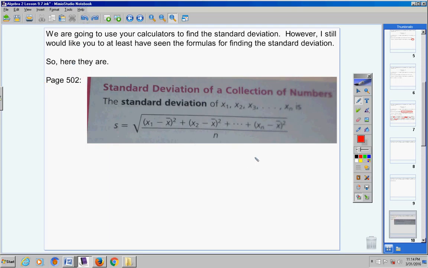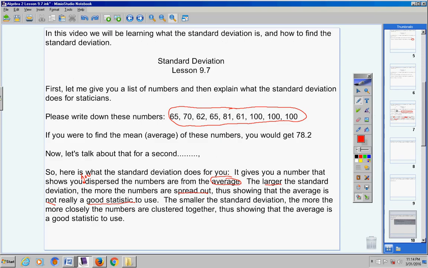Here's the standard deviation formula. Now here's what it means. This is really tough, okay? Think back to these numbers here: 60, 70, 62, 65. Look at this. I had to copy some of these. I'll just hold off right now.